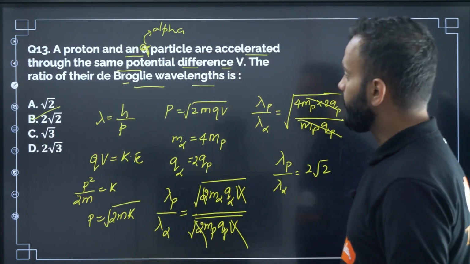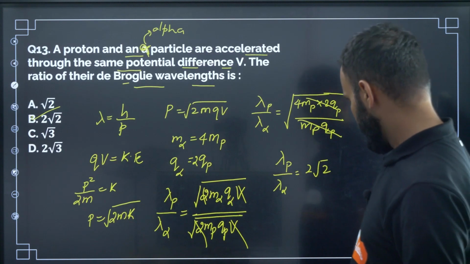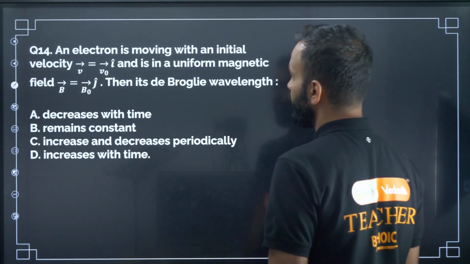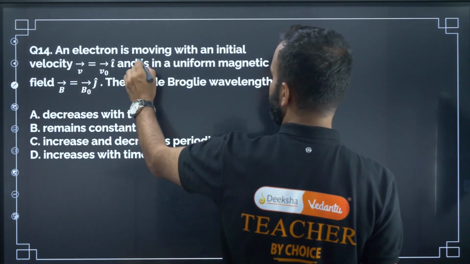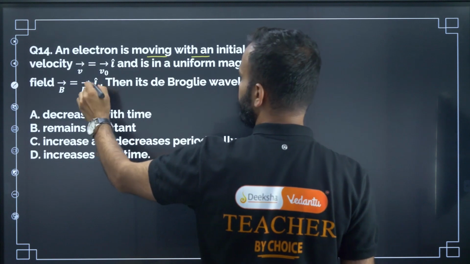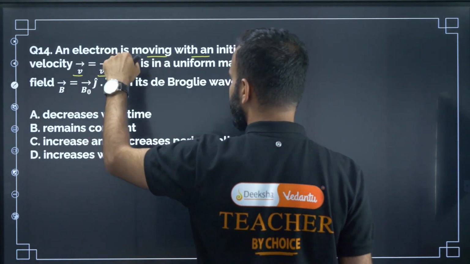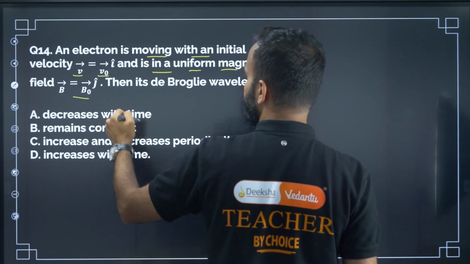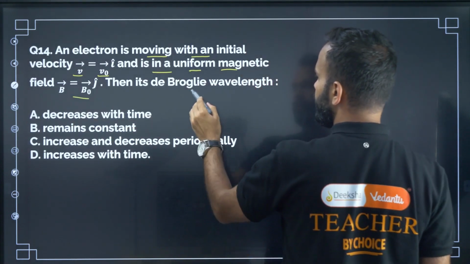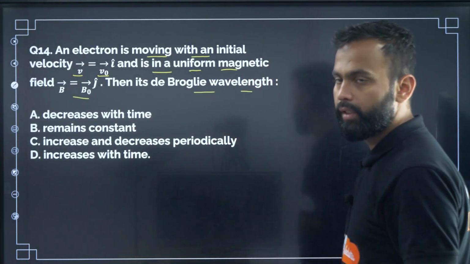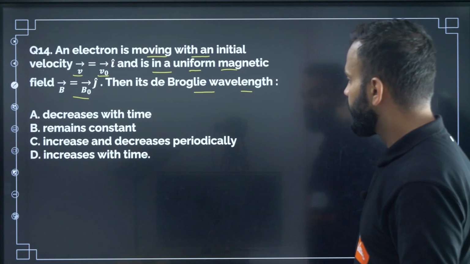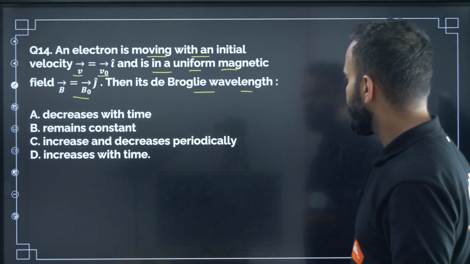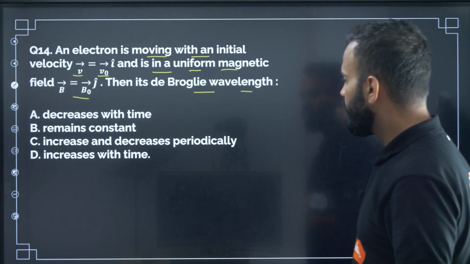Okay, next question. Question number 13. An electron is moving with an initial velocity v vector equal to v naught i cap, in a uniform magnetic field B vector equal to B naught j cap. Then its de Broglie wavelength: decreases with time, remains constant, increases and decreases periodically, or increases with time.